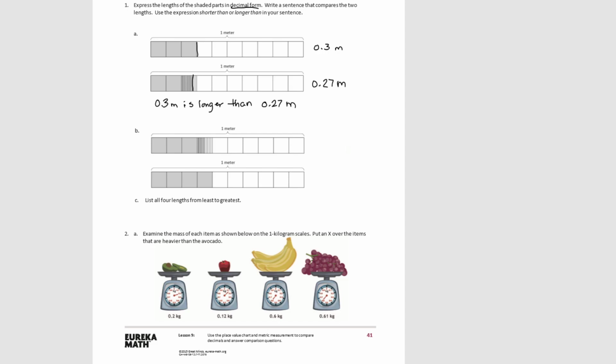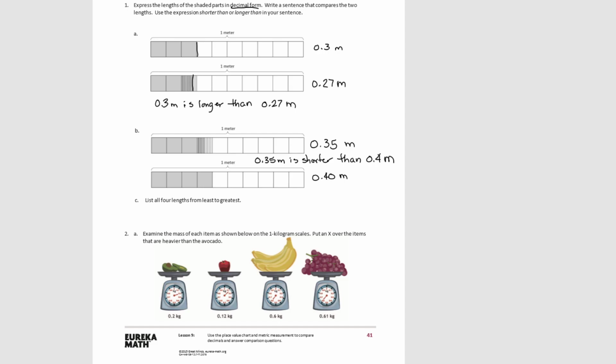For B, we have 3/10 shaded in plus 5/100, so 35/100 of a meter. And for the second one, we have 4/10. And we see that 4/10 is longer than 35/100. But let's write it as a shorter than. So we're going to say 35/100 of a meter is shorter than 4/10 of a meter.